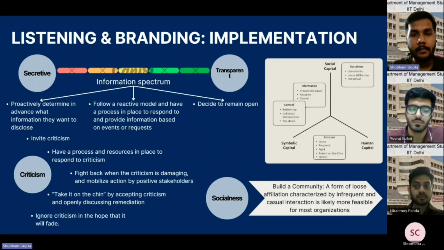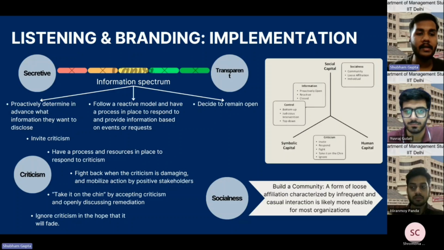So how do we implement listening and branding? The organization can be of two types on a wide spectrum. On the extreme left of the spectrum is the secretive organization, and on the extreme right is a transparent organization. An organization lies between these two ends. It depends on the organization's strategy, how much information they want to reveal, and in which manner they want to reveal it.